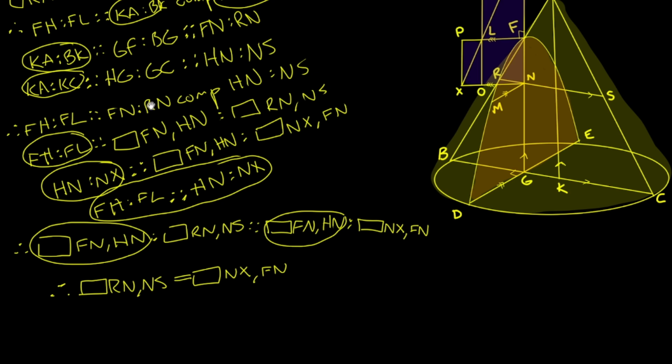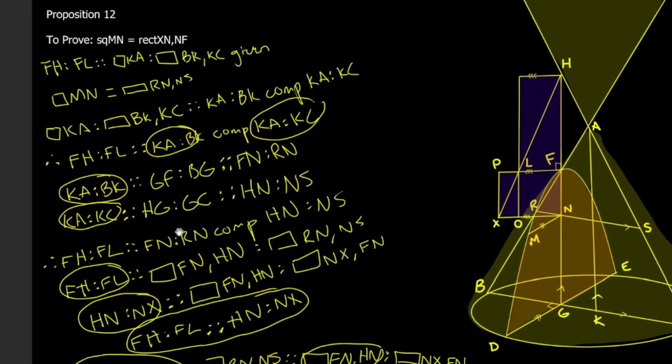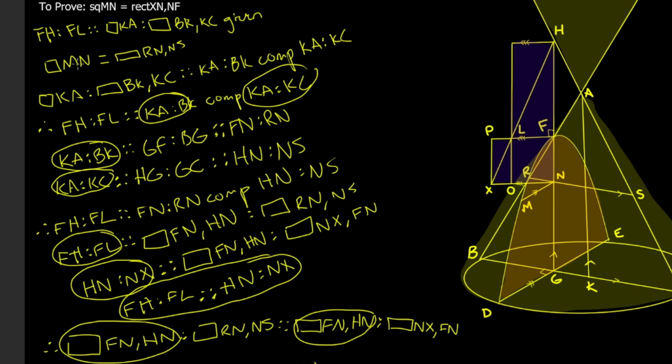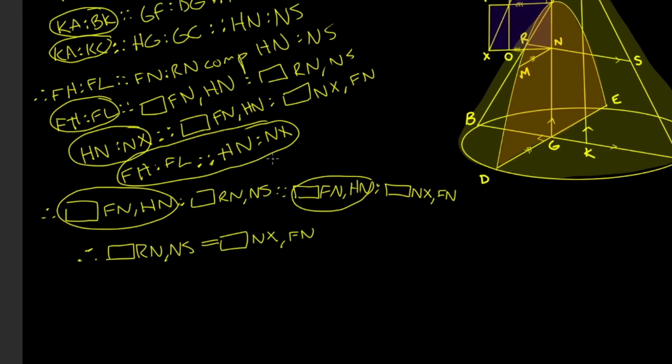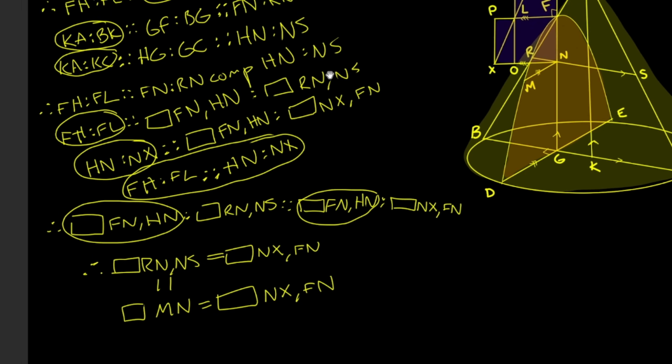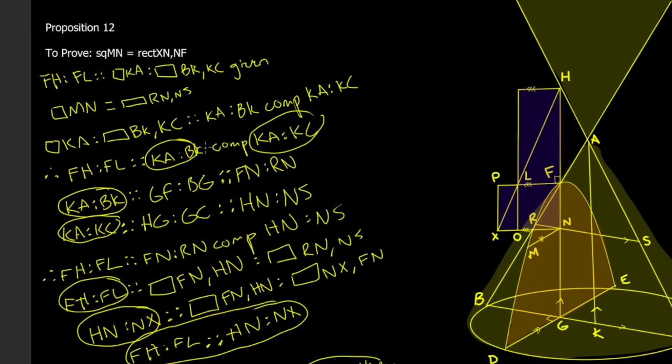And one of the first things that we had up above was that the square on MN is equal to the rectangle RN NS. So the square on MN equals the rectangle NX FN. And that's what it was required to prove.